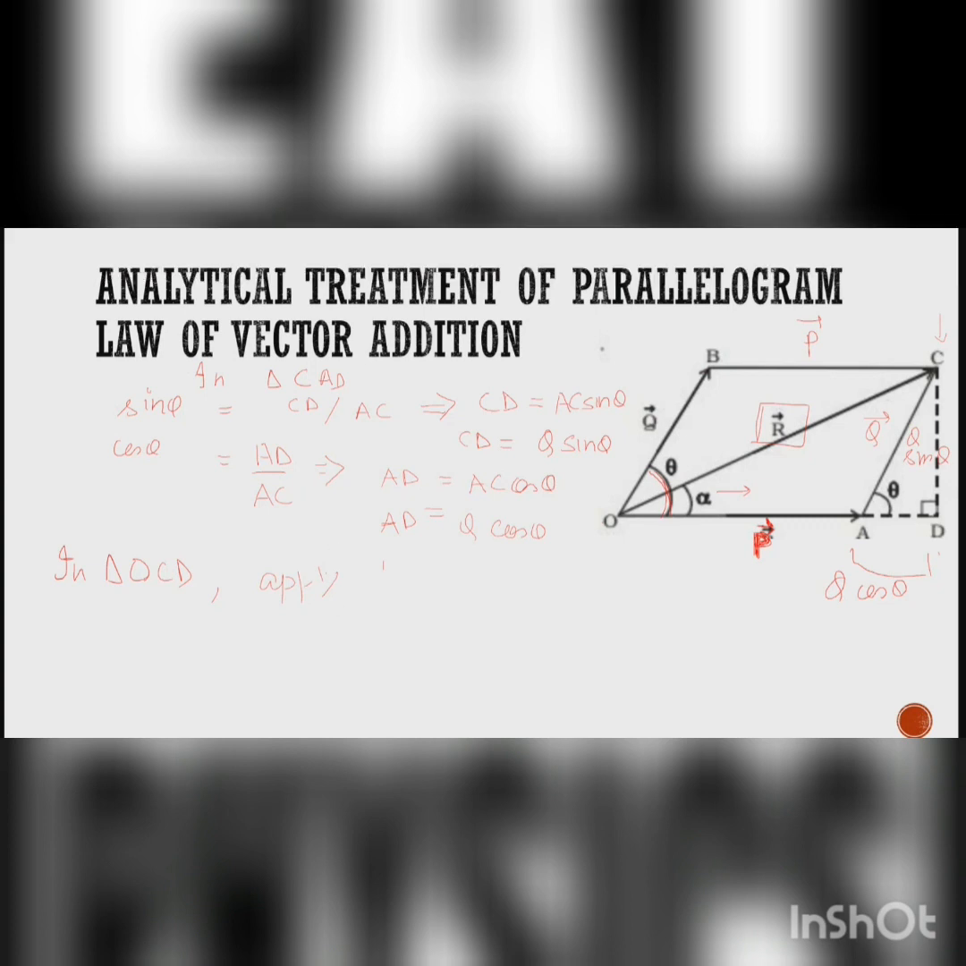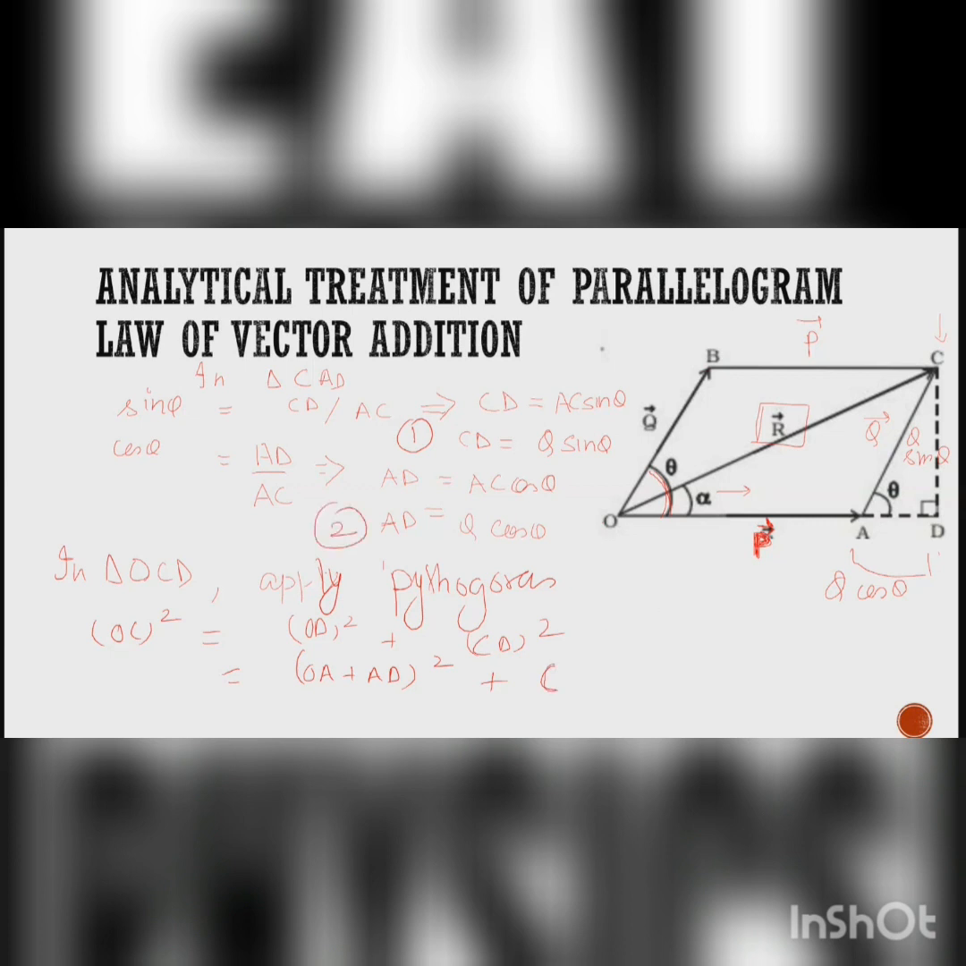So apply Pythagoras, and what do we get? As per the Pythagoras in triangle OCD, tell me, OC square would be how much? It would be OD square plus CD square. OD can be written as OA plus AD, and CD square. From this expression, let's call it expression 1, expression 2.